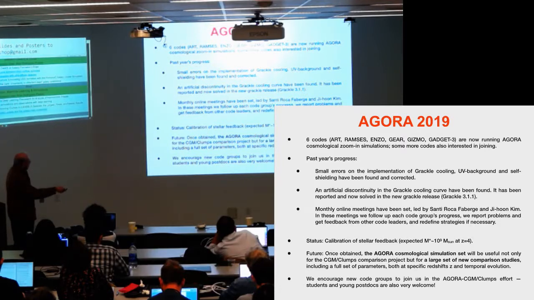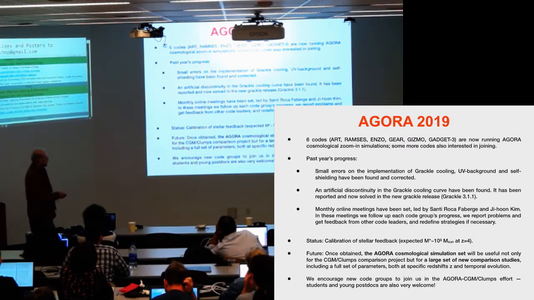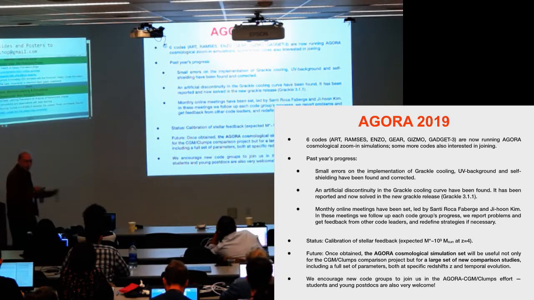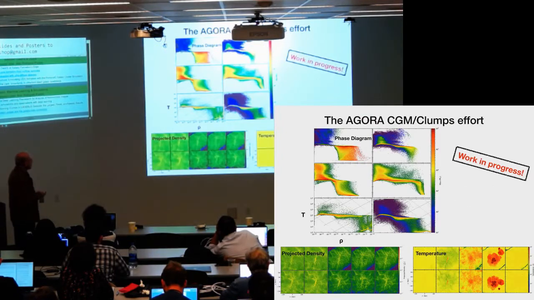We're calibrating all of the models to have roughly the same stellar mass at redshift 4. And we expect that this is going to be a useful effort, not just for ourselves, but for the whole community. So these are examples of temperature density, phase diagram plots. These are a couple time steps of 5 different codes.